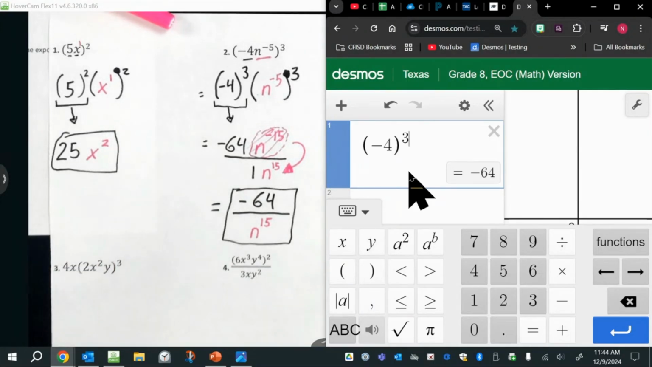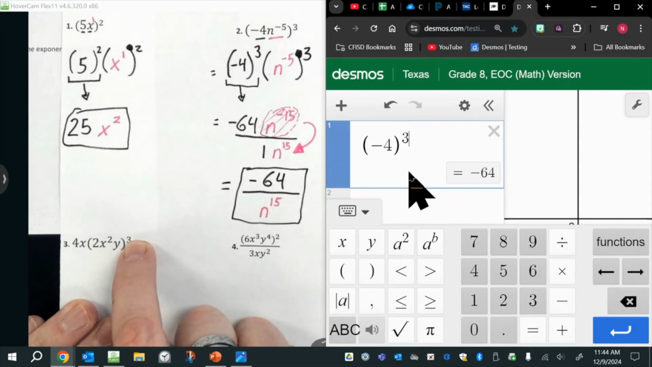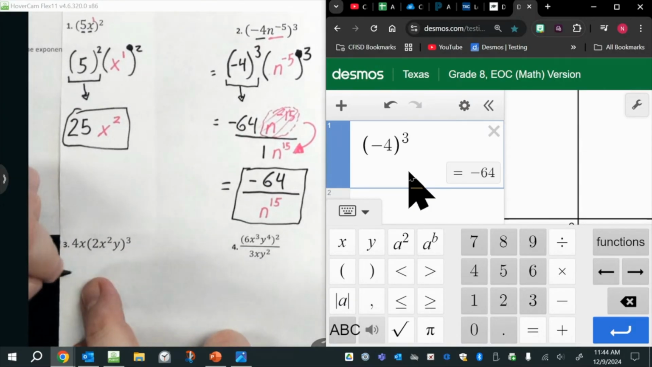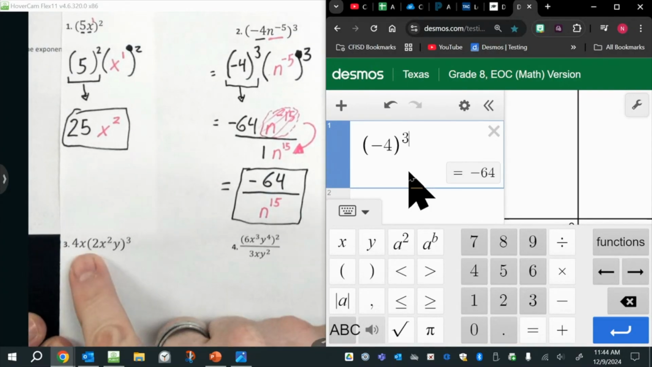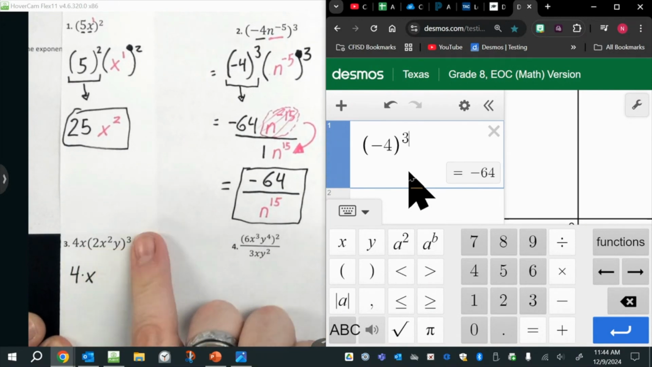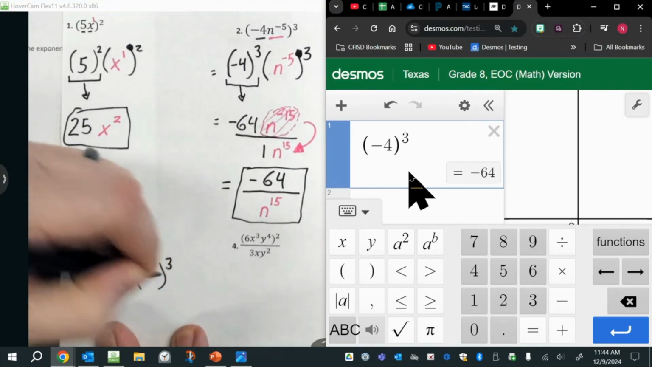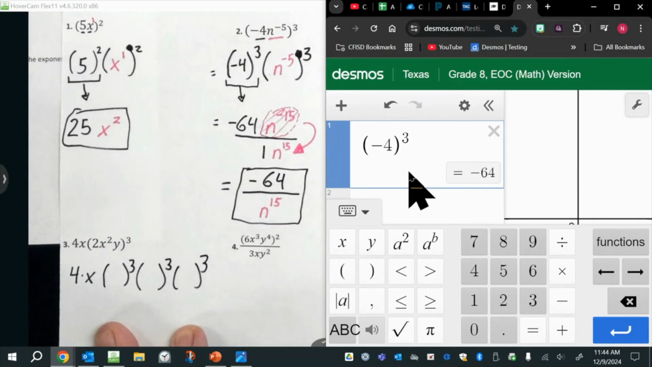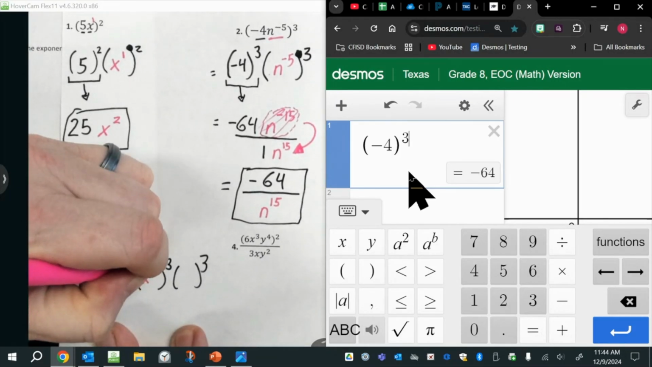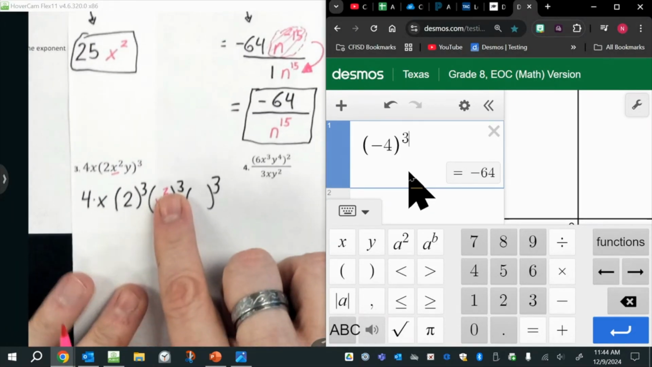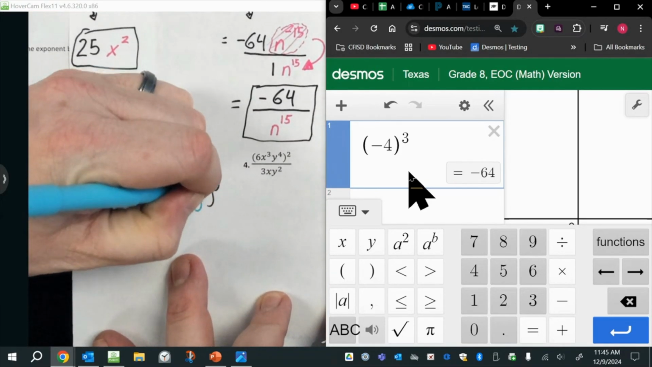All right, so let's take a look at number 3. And you ask yourself, is everything being raised to the power of 3? No, this 4x is not being raised to the power of 3. So I'm just going to bring them down, the 4 and the x. However, I have a 2, an x squared, and a y raised to the power of 3. So that's 3 things that's raised to the power of 3. Okay, I have a 2. I have this x squared, because the exponent has to go with its base. And then I have this y. And this y is to the first power.